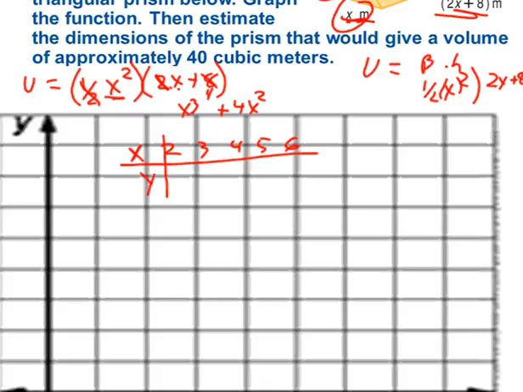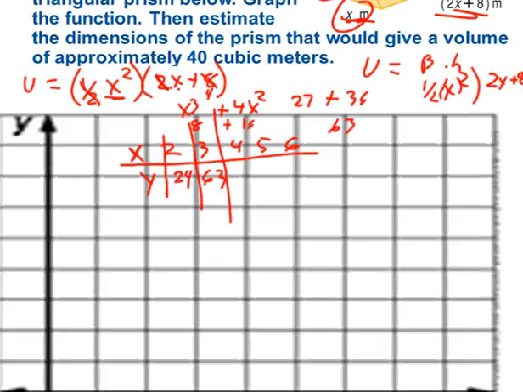So 2 in for x would be 2 cubed, which is 2 times 2 is 4, times 2 is 8. So it would be 8 plus 2 squared, which would be 4, times that would be 8 plus 16. 8 plus 16 is 24. If I plug in 3, 3 cubed is 27. 27 plus 3 squared, which is 9, times 4. 9 times 4 is 36. 27 plus 36 would be 63.